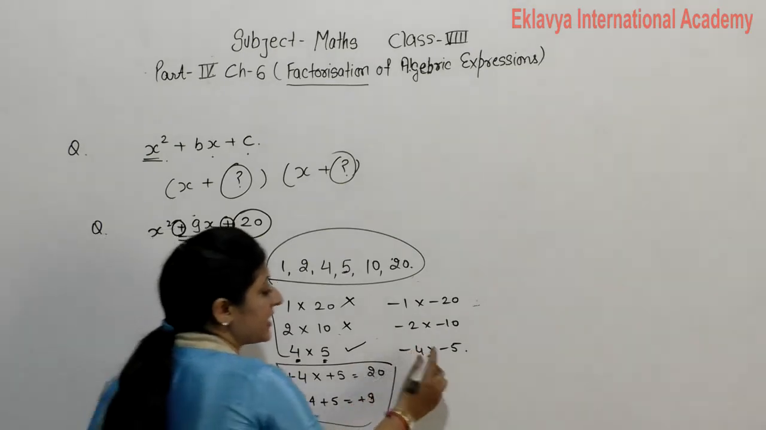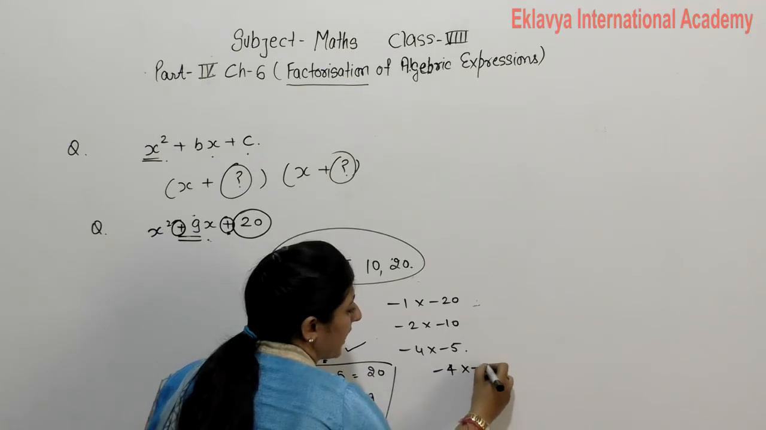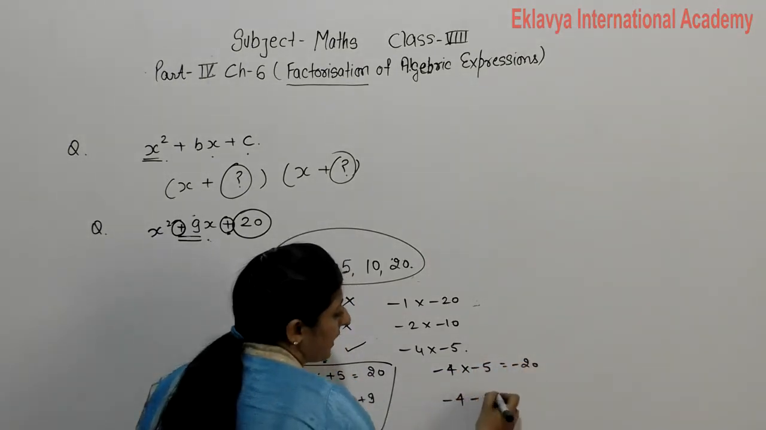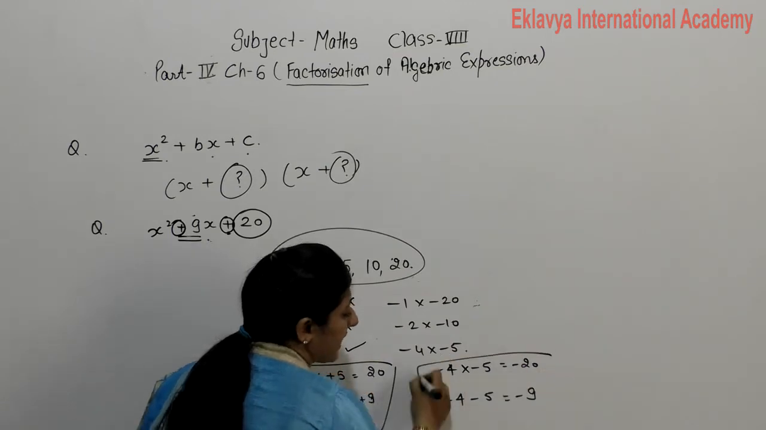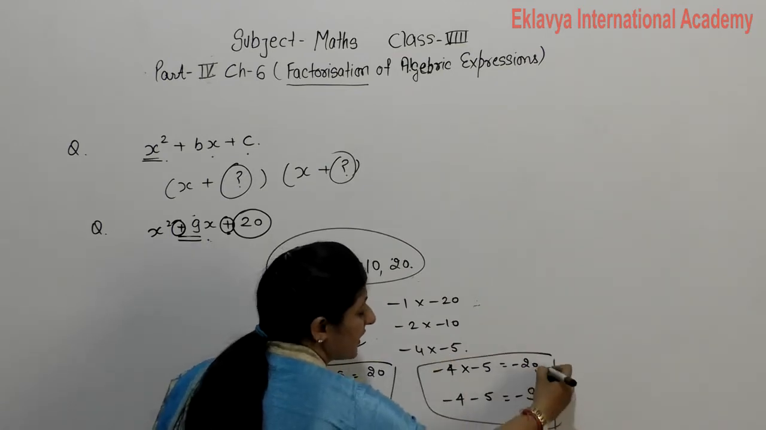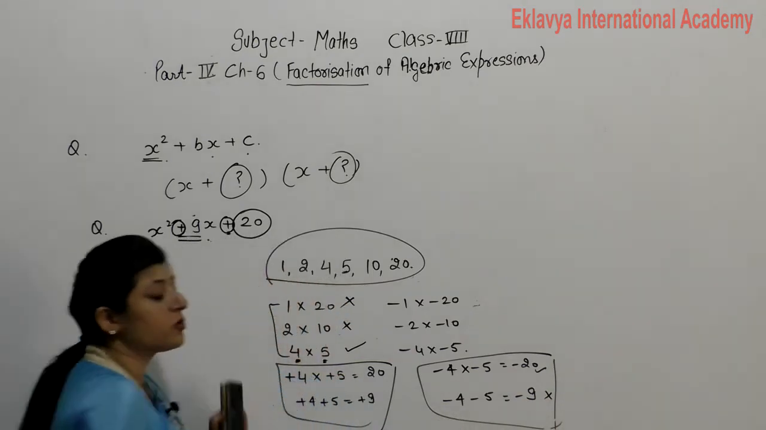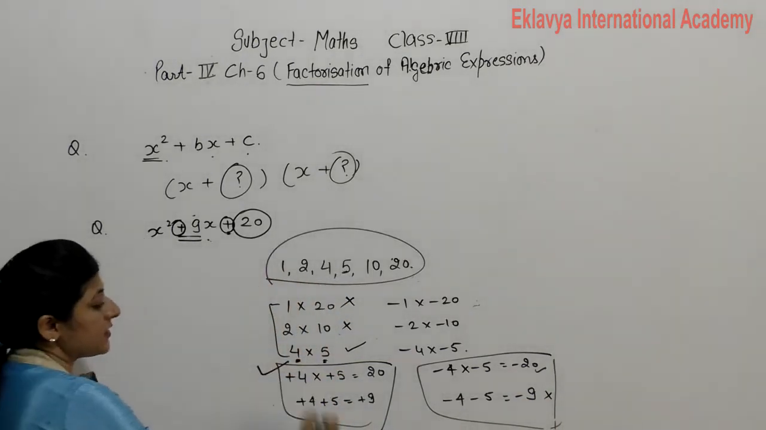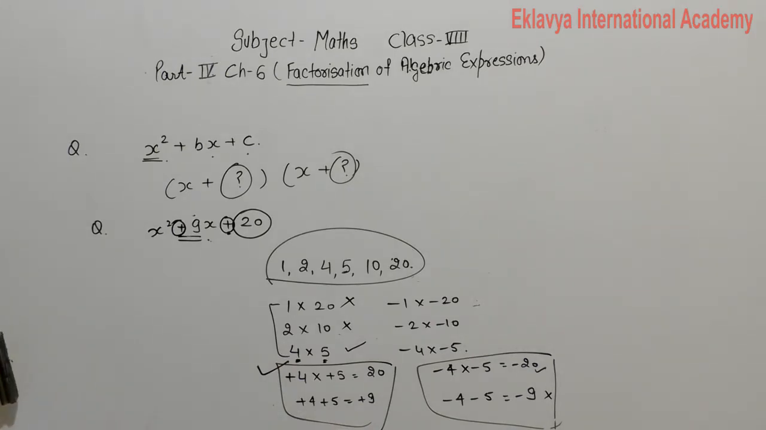If I take this one, minus 4 into minus 5 is equal to also minus 20. But minus 4 minus 5 is equal to minus 9. It shows this one condition, but this one is not true for this question. So, this one solution we will take.